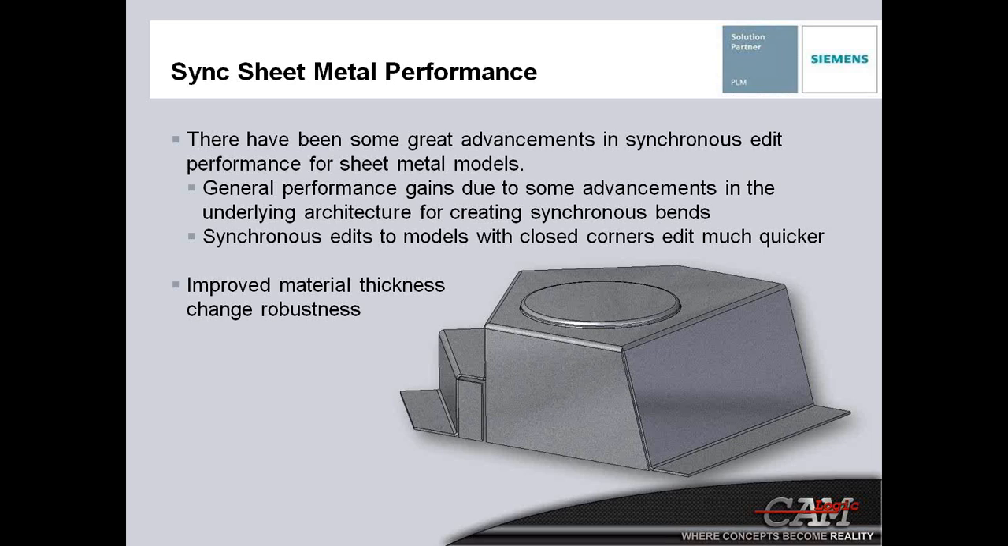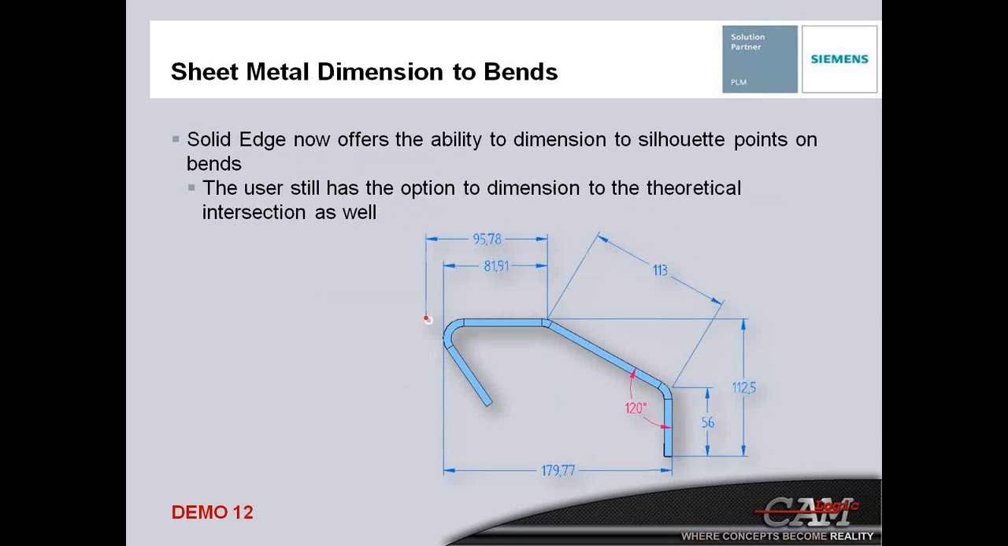There are general performance gains due to advancements in the underlying architecture, and of course synchronous edits to models with closed corners edit much quicker. There is also improved material thickness change and robustness. So again, they're just making the sheet metal environment behave better. I think the synchronous sheet metal environment is very powerful and can be utilized for very quick sheet metal part creation.